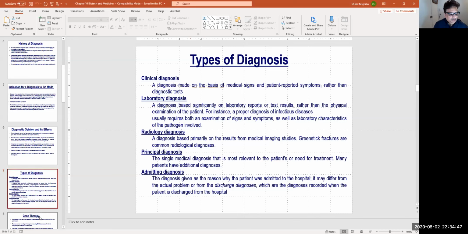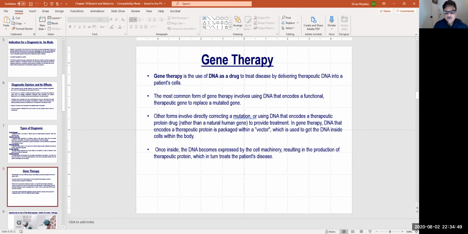The second topic is called gene therapy. As the name itself suggests, gene comes from the word DNA. So when DNA is used as a treatment modality, right? This treatment is called gene therapy.